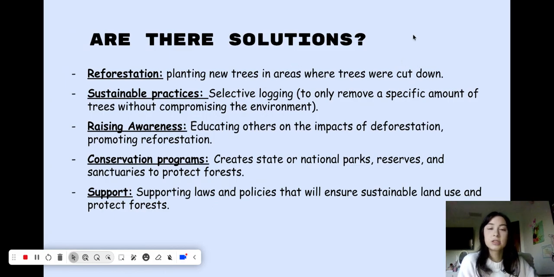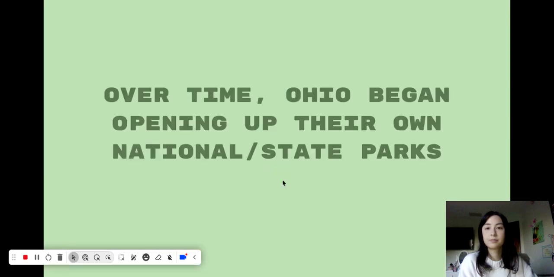Now, there are many solutions to deforestation, like reforestation, which is planting new trees, and sustainable practices. I chose selective logging, which is to take out a specific amount of trees, not too much, so that you don't mess up the environment; raise awareness, which is to educate others on the importance of reforestation; conservation programs, which is to help protect and create state and national parks; and support, which is to support laws and policies that will ensure sustainable land use.